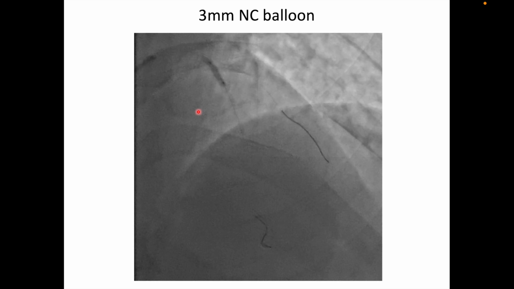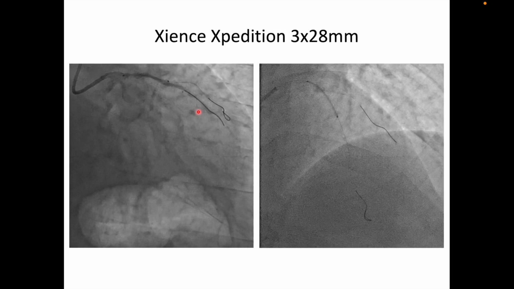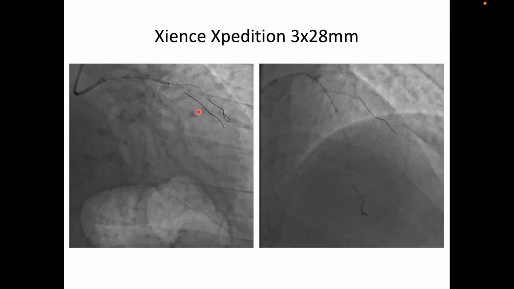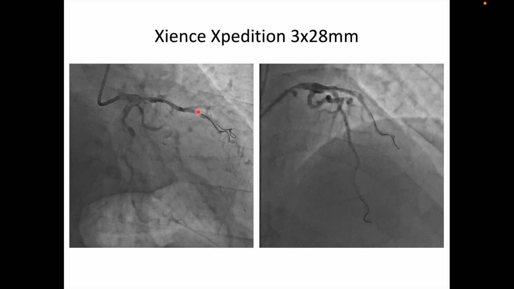But then we first went on with a 3 millimeter NC balloon, because now we knew that the mid LAD is also very tight and is very calcific. So I took a Science Expedition 3 by 28 millimeter stent, 3 because the distal reference segment was 3 millimeters.